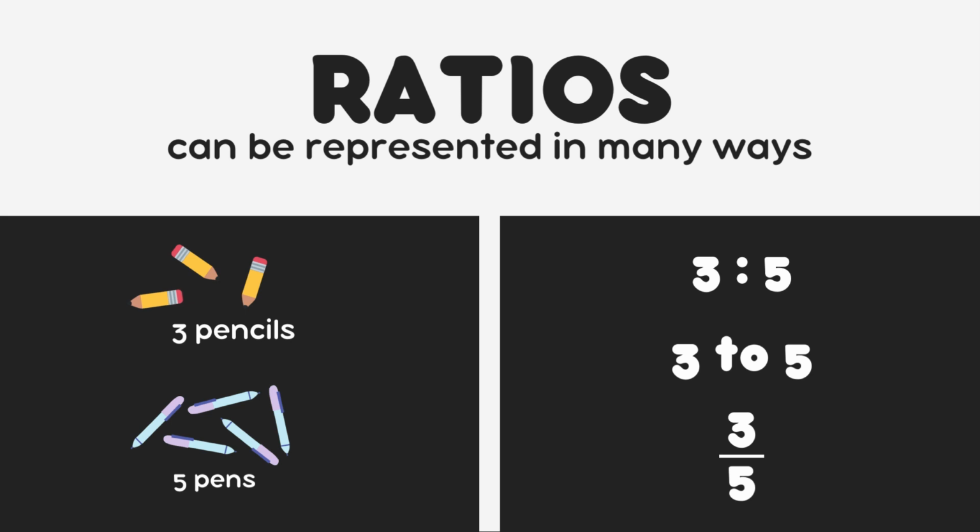Here we can see there are 3 pencils and 5 pens. The aim of the slide is to represent ratio in different ways. That is, we can write 3 ratio 5, or 3 to 5, or we can also write 3 upon 5. All three are different ways of representing ratios.